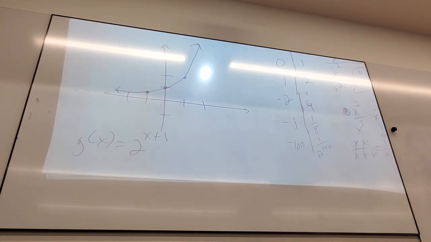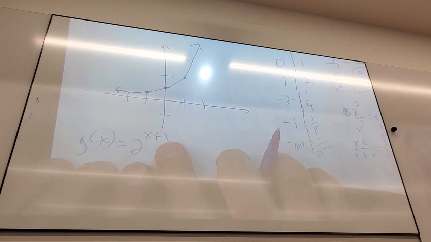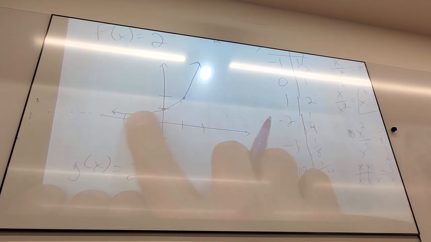Transformations do not care what function they're in. They always have the same effect. So if I see an x plus 1 instead of an x, that's going to take this shape and it's going to move it back 1.